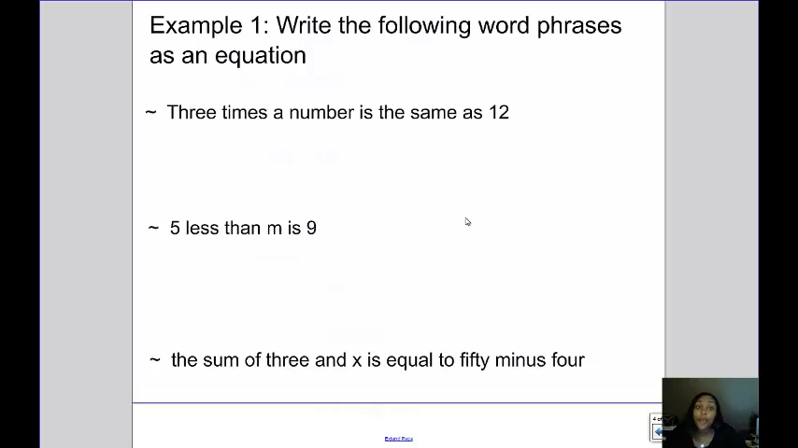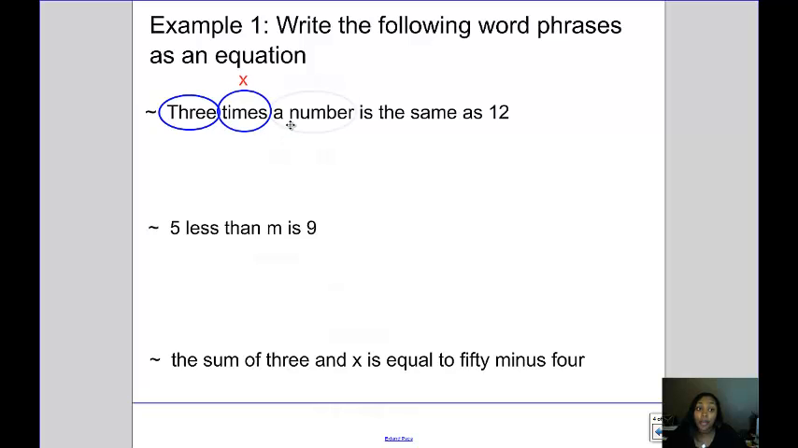So our first example, we want to write the following word phrases as an equation. Our first word phrase is 3 times a number is the same as 12. We want to go through this phrase and look for clue words to help us write our equation. The first word is the number 3, and we know that's important. And then we see this word times, which also means that we're going to be multiplying something.